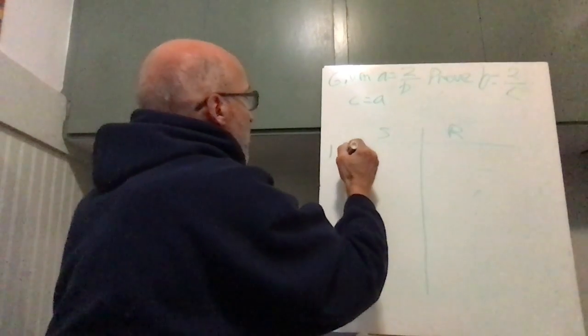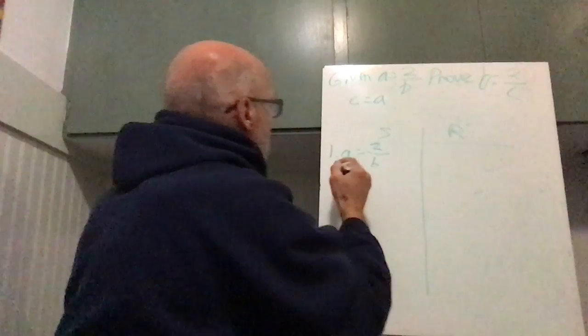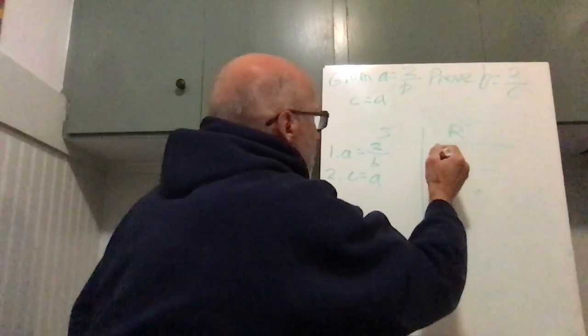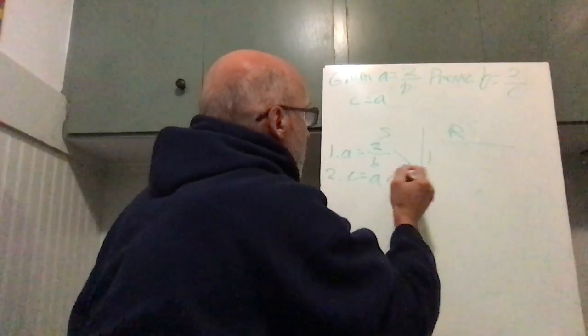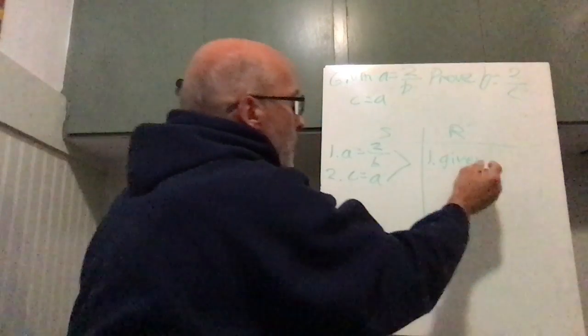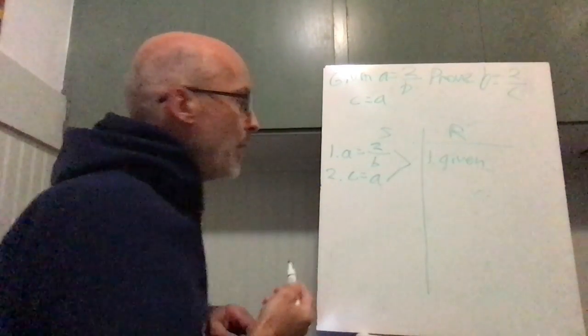Let's start with writing down what we have. A equals 2 over b. And step 2, c equals a. And the reason again is given. It would be perfectly fine if you just wanted to write 1 given, 2 given. You could write that twice if you wanted.